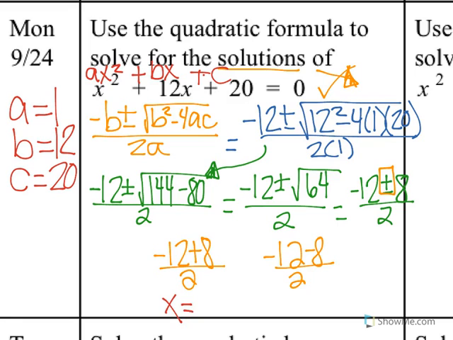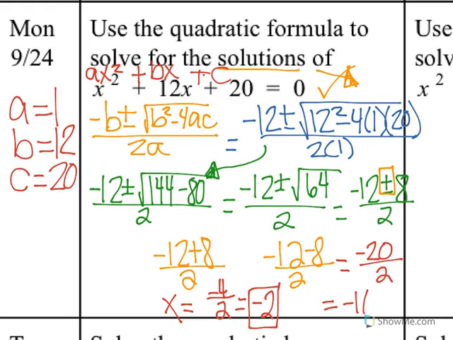So negative 12 plus 8 is negative 4 over 2, which is negative 2. So this is our first x value. It's also our x-intercept of that equation. The second one, negative 12 minus 8, negative 20, divided by 2 is negative 10. So our two x-intercepts, our two solutions to this quadratic, are negative 2 and negative 10.